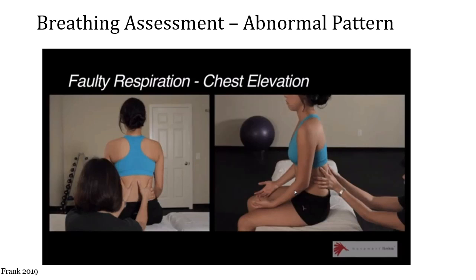Okay, looking at the abnormal pattern, and you can see this one is labeled a chest elevation. Video clip demonstrates a faulty respiratory movement test with chest and shoulder girdle elevation. Observe my hands on her lower costal ribs moving in an upward direction, indicating the dominance of accessory muscles over the diaphragm during respiration.